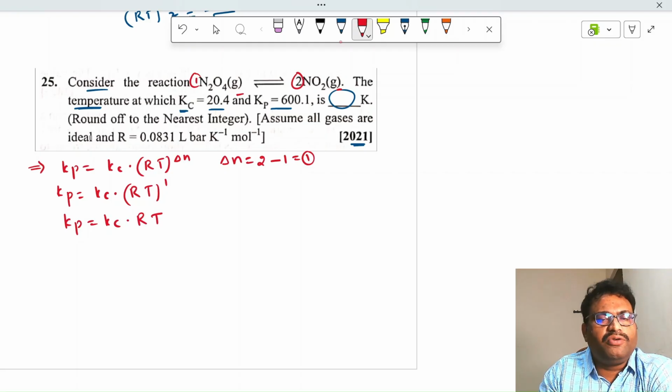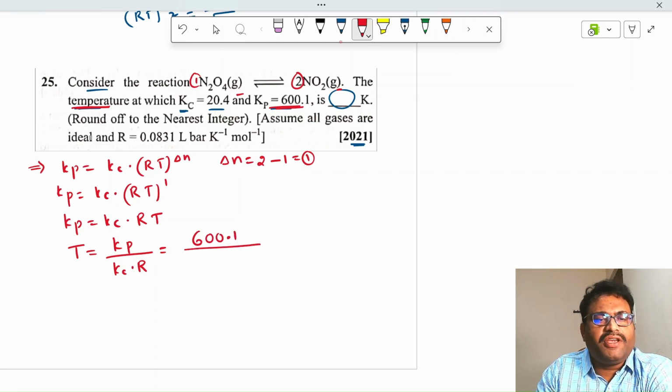And we have to calculate T, temperature. So temperature is equal to Kp by Kc into R. The Kp value is given as 600.1, divided by Kc, which is given as 20.4, into the R value 0.0831.